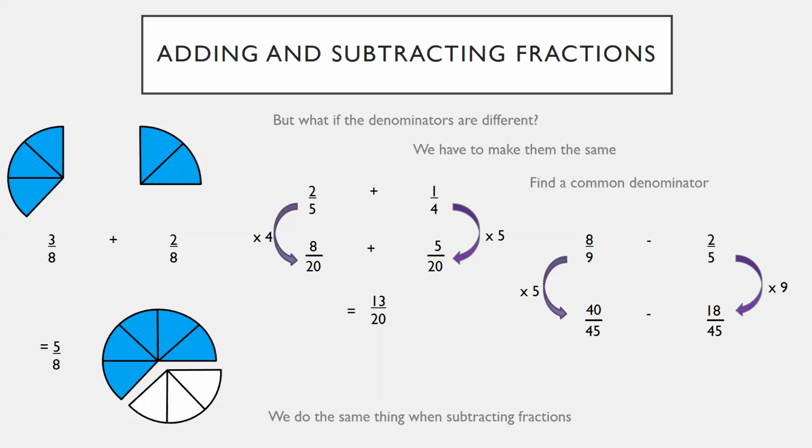Some of you may have noticed that this side always gets times by the number that's on the bottom over here, and this side always gets times by the number that's on the bottom over here. So we use the opposite numbers to times by. And then instead of adding the numbers like we did, the only difference is we take them away this time. So I end up with 22 out of 45.